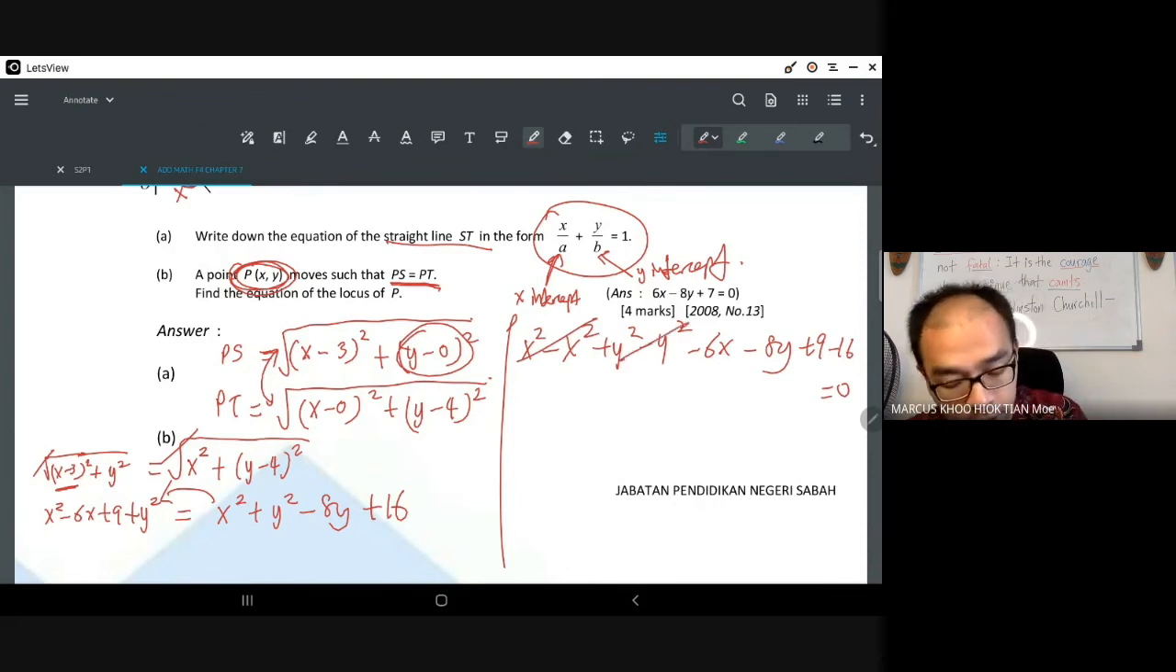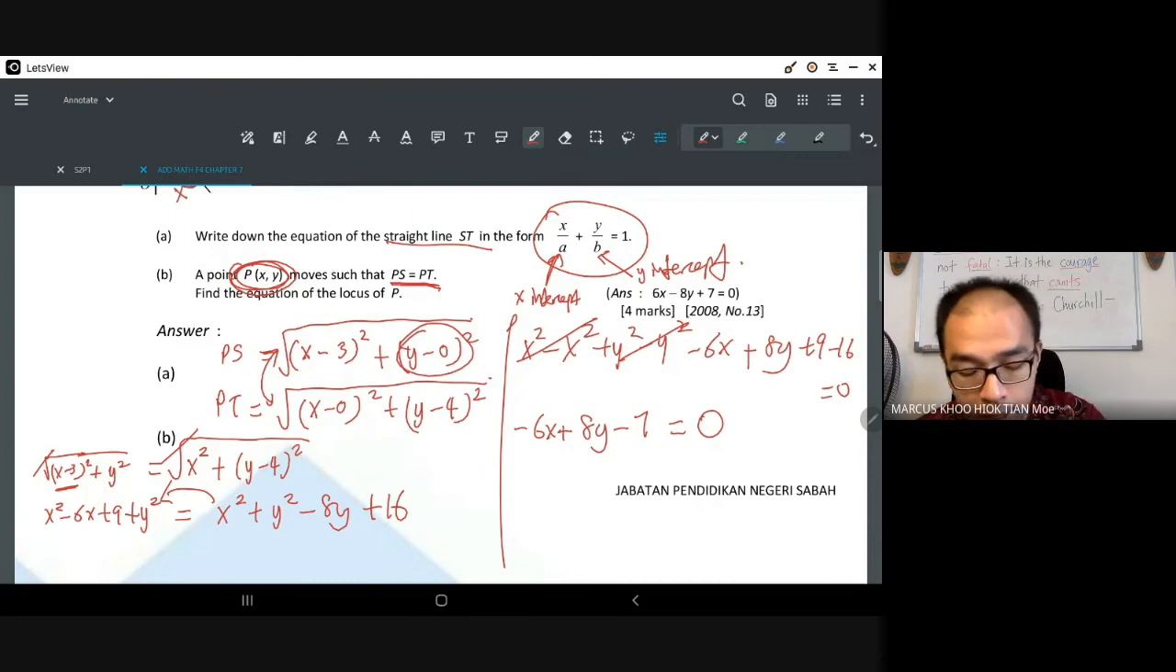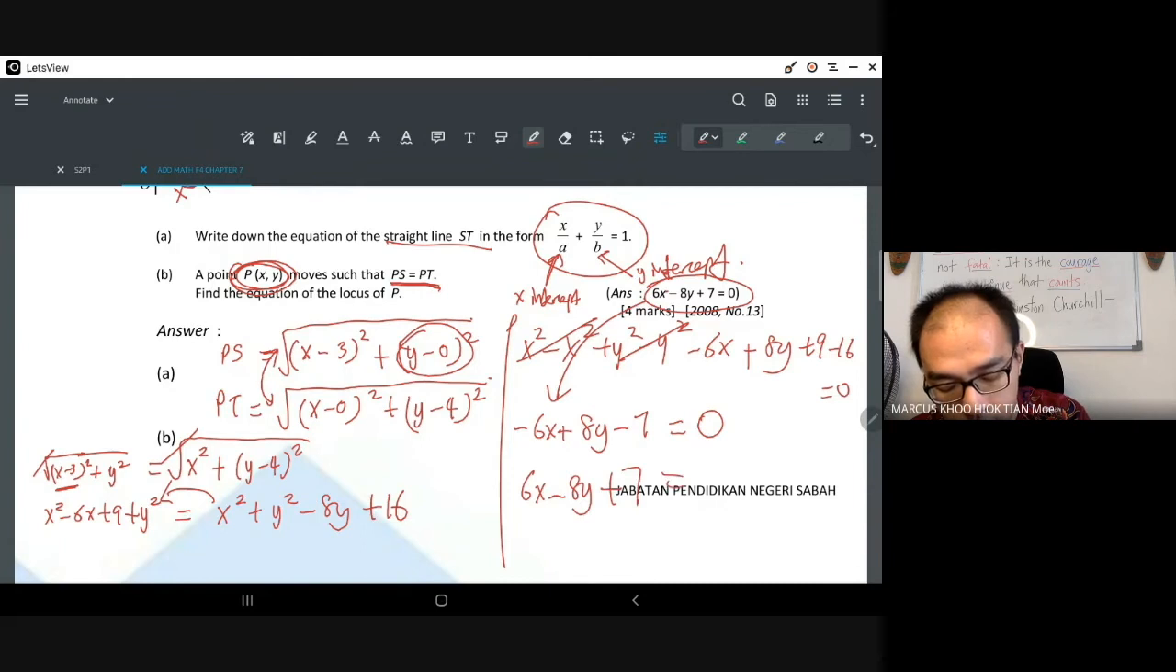So what you're going to get? You're going to get minus 6x plus 8y minus 7 equals to 0. Okay, tapi lihat kita punya bentuk jawapan. Ini dan ini is the same thing lah. Okay, kalau kamu mau tukar semua tanda pun boleh. 6x minus 8y plus 7 equals to 0.